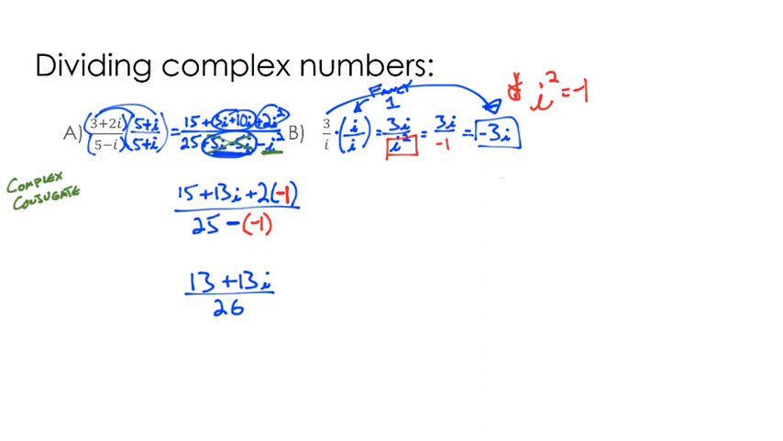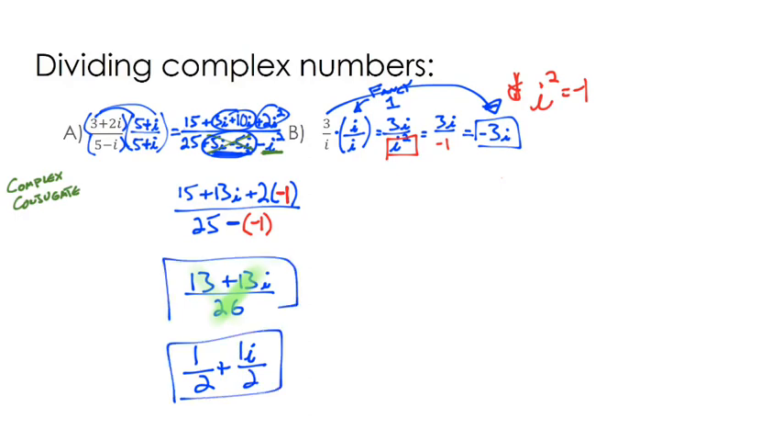If you really wanted to simplify, 13 over 26 is 1/2. And then 13i over 26 is going to be i over 2, or 1i over 2. You could write it like that or like that.